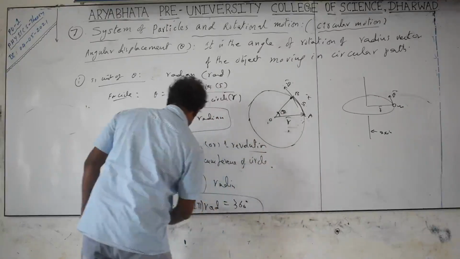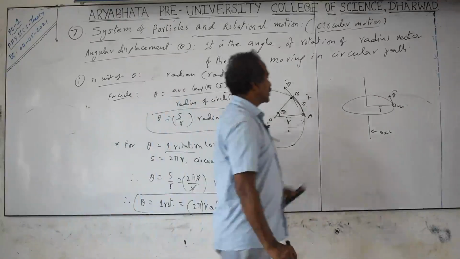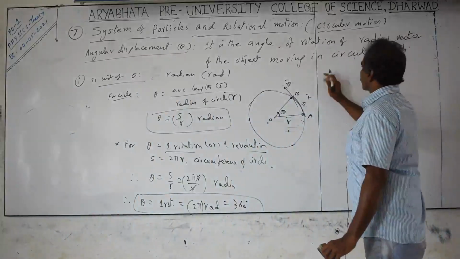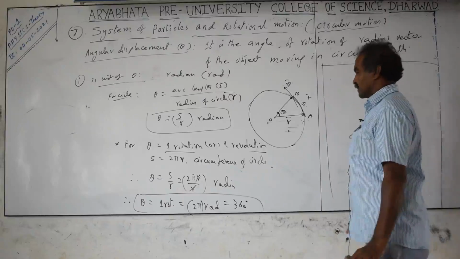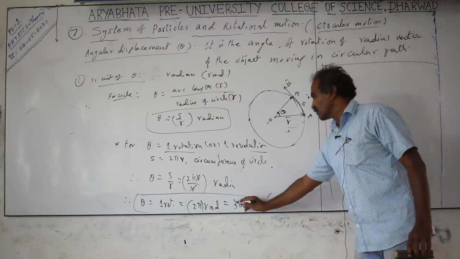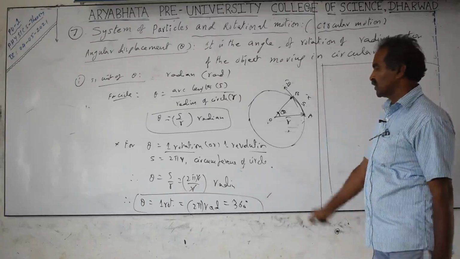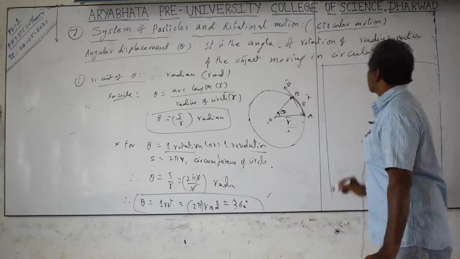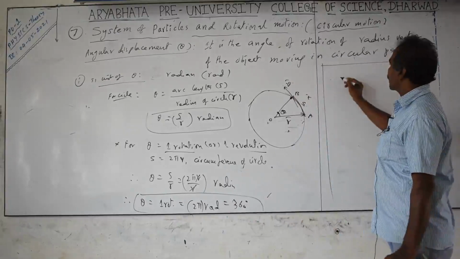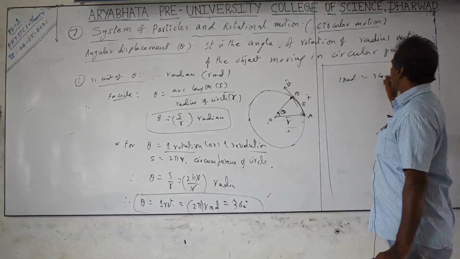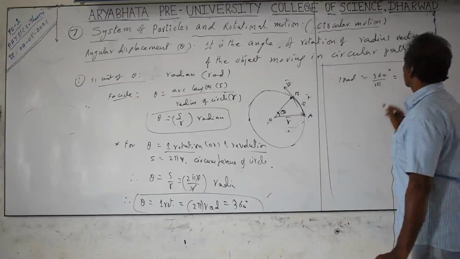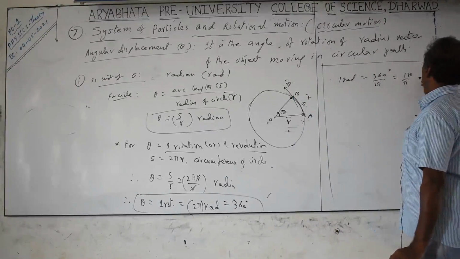You must be able to convert 1 radian to how many degrees and 1 degree to how many radians. This is important and required for conversion of units while doing problems, mainly degrees to radians. 2 pi radians equal 360 degrees. So 1 radian equals 360 by 2 pi in degrees. This is going to be 180 by pi degrees.